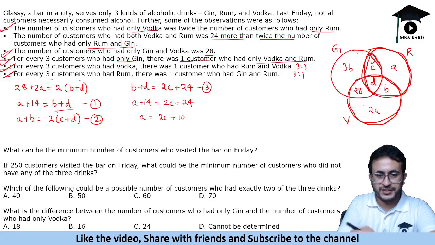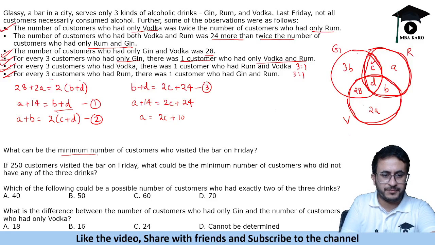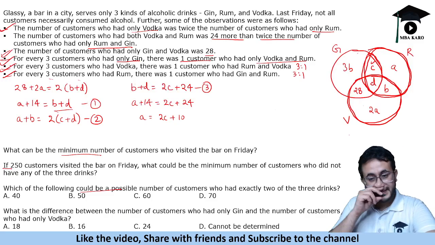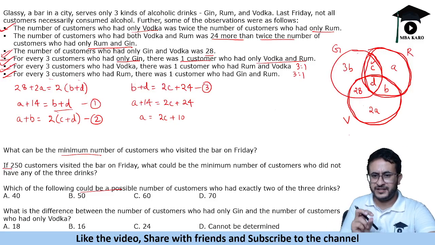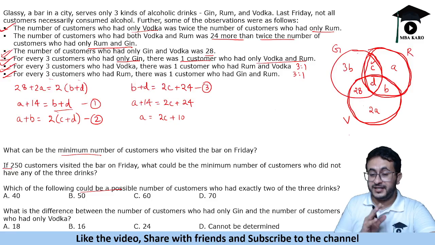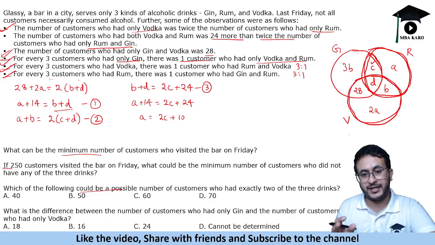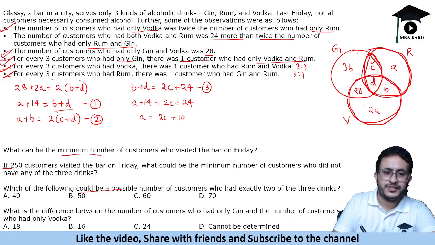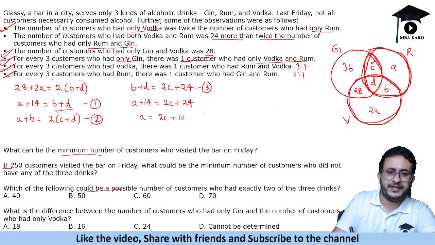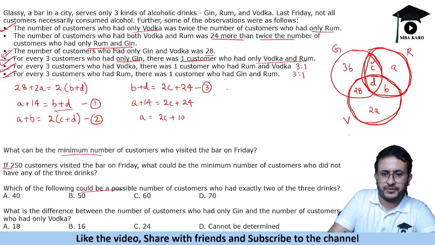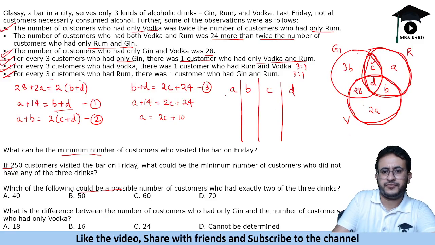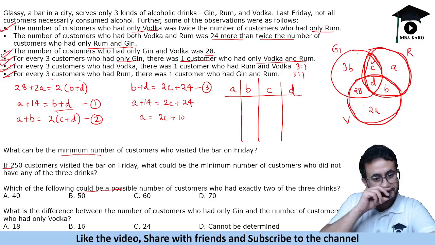Now if you see the questions also, they ask what could be the minimum number, or what is possible, right? So there are certain questions that ask if this happens, if that happens. So we will be making multiple cases. So let's put in the values and find the possible number of solutions of A, B, C, D.